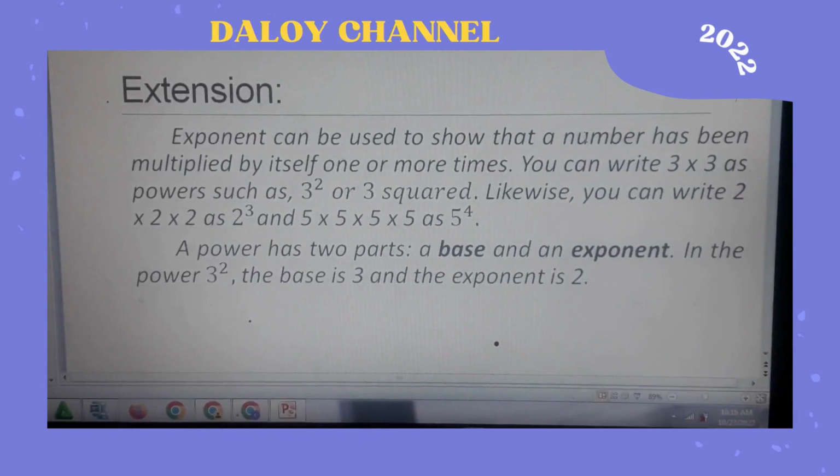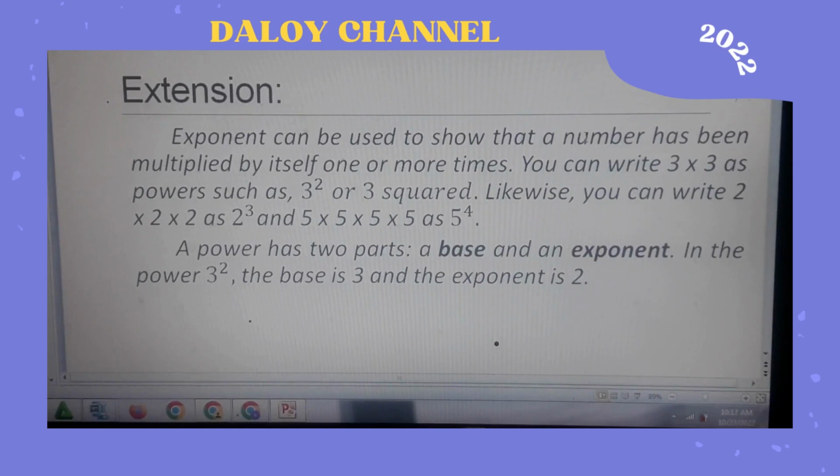Extension information. Exponents can be used to show that a number has been multiplied by itself one or more times. You can write 3 times 3 as a power, such as 3 to the power of 2 or 3 squared. Likewise, you can write 2 times 2 times 2 as 2 to the power of 3, and 5 times 5 times 5 times 5 as 5 to the power of 4.